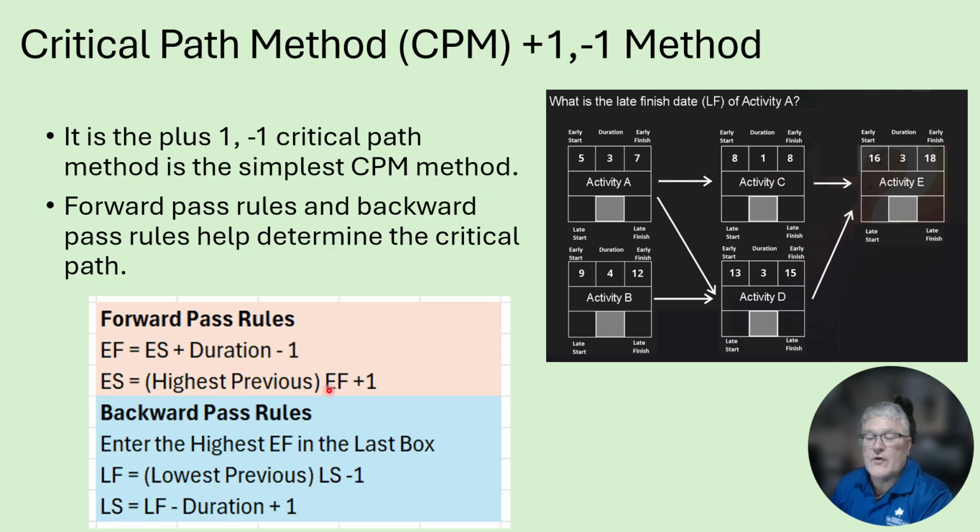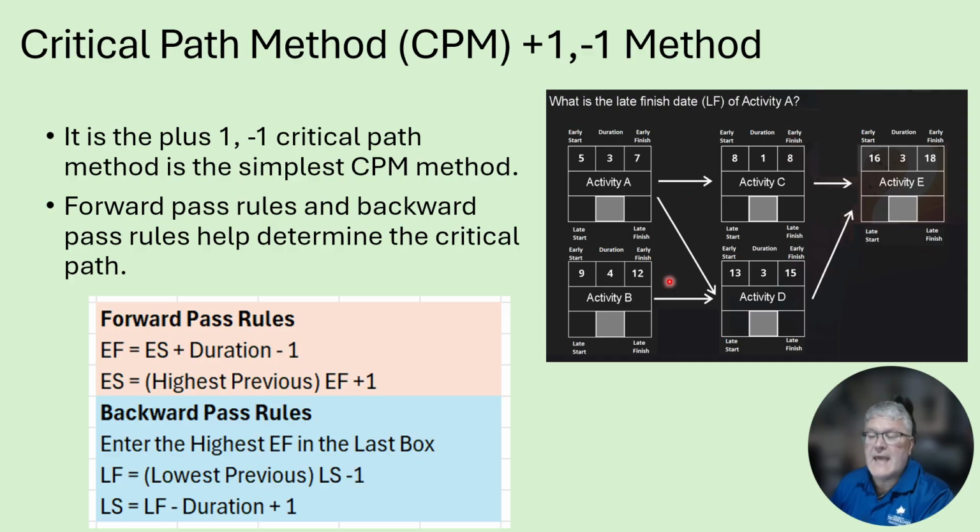So we look at the earliest finish time, which is 7. We add 1, that gives us 8. Then we go back to the formula: our earliest start time is 8 plus our duration, 1, minus 1, and that gives us 8.